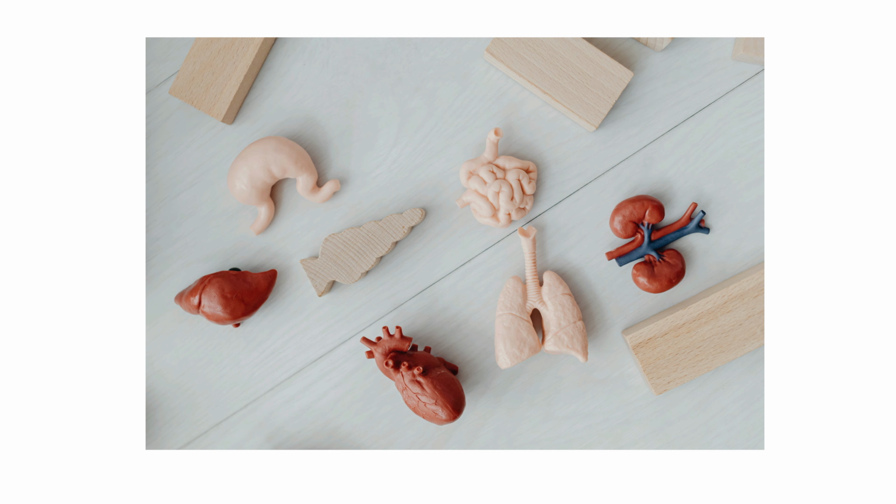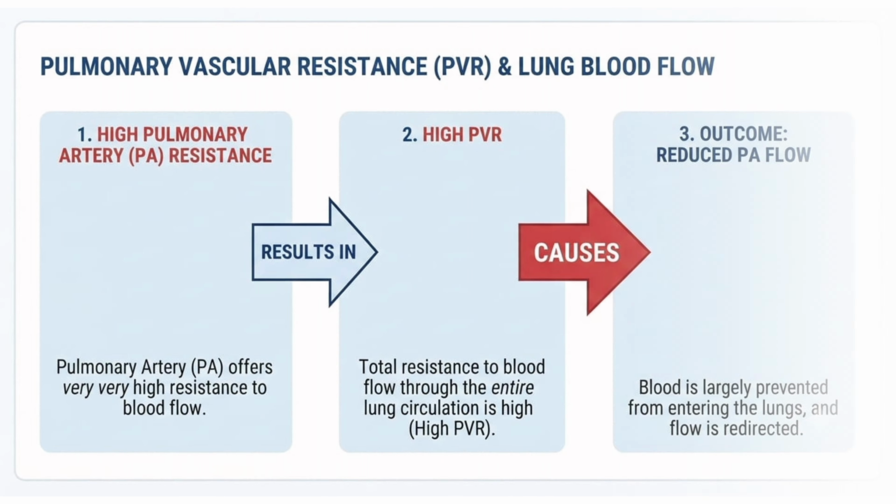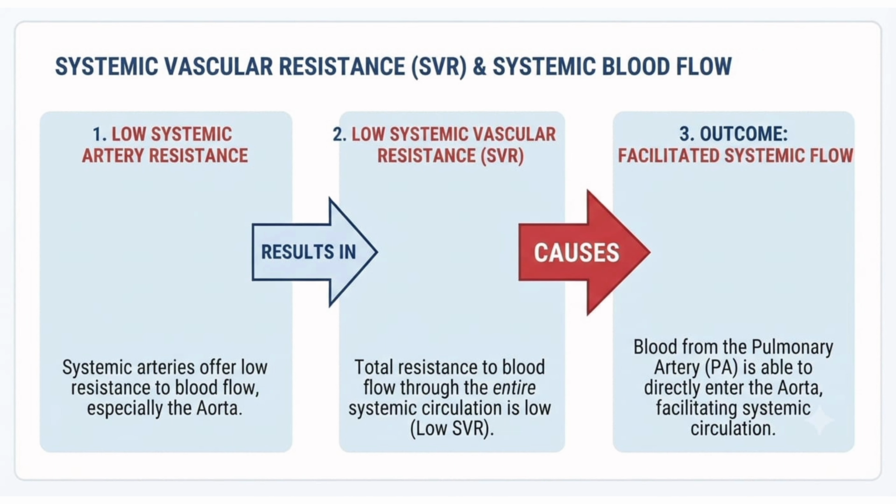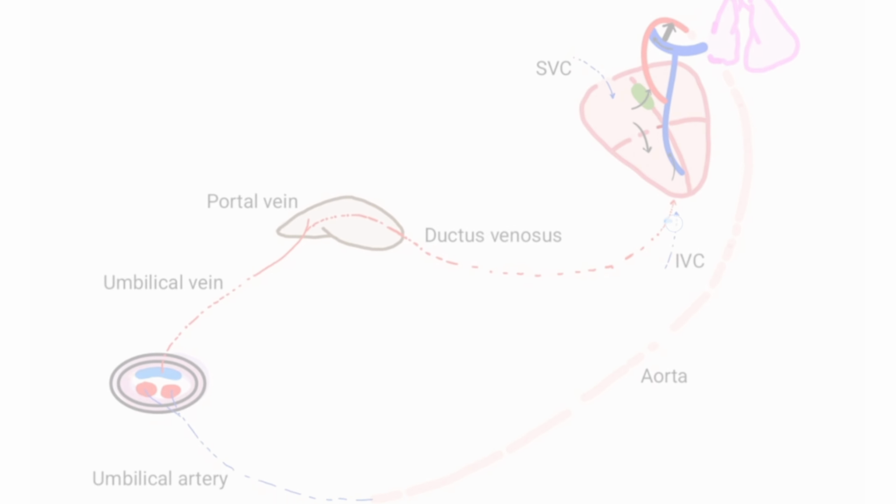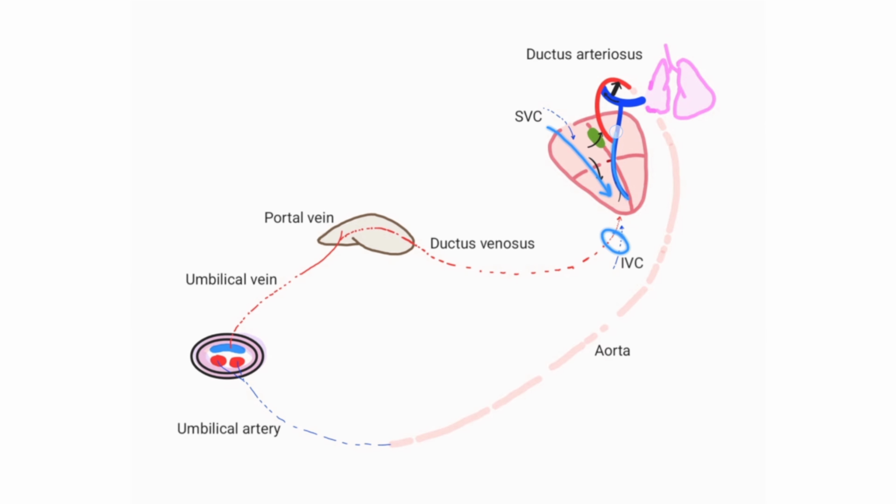Lungs are non-functional in babies, so pulmonary vascular resistance, which is the resistance offered by the pulmonary vessels like the pulmonary artery, is very high, and thus we say high PVR, so that the blood refrains from entering the lungs. Similarly, so as to allow the blood to enter the systemic circulation, the aorta, the systemic resistance is kept low, and thus we say low SVR, so that the blood from the pulmonary artery can directly enter into the aorta. So basically, mixed blood is now flowing into the baby's body.